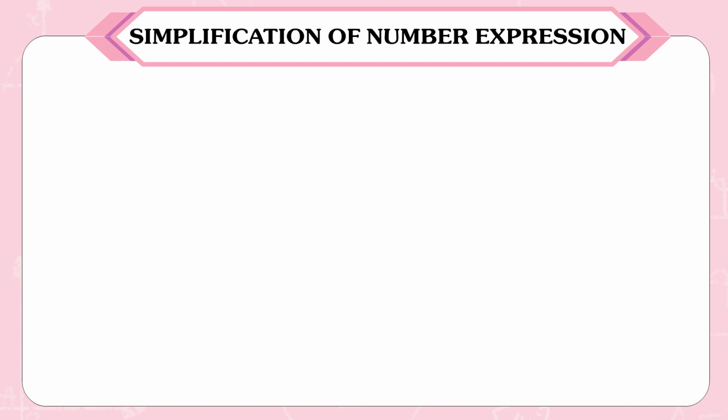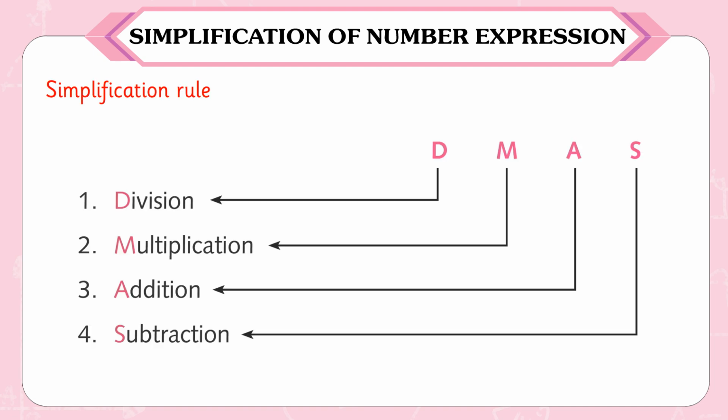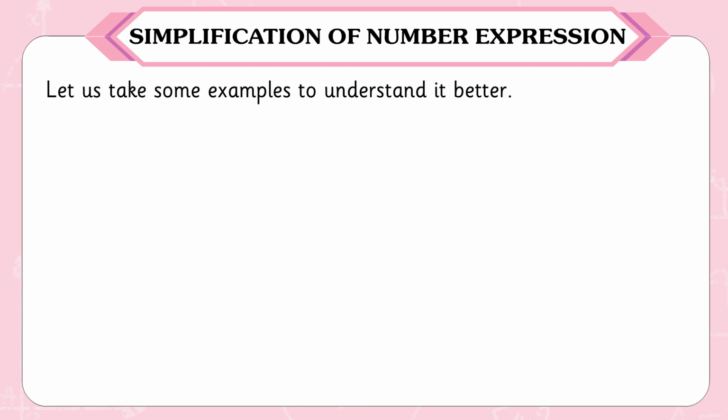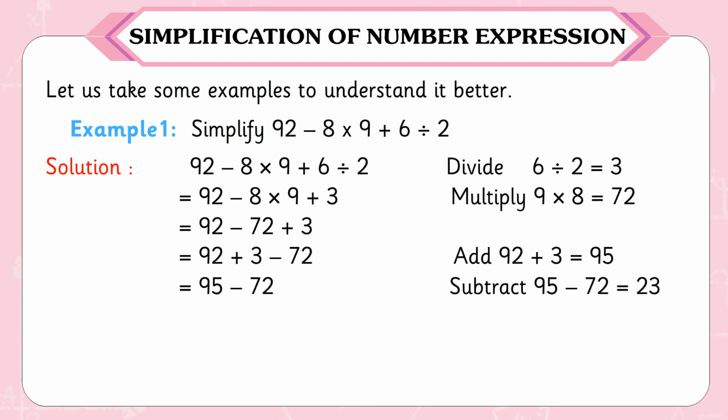Simplification of number expression. Simplification rule. 1. Division, D. 2. Multiplication, M. 3. Addition, A. 4. Subtraction, S. To solve, first divide, then multiply, next add, and finally subtract. Let us take some examples to understand it better. Example 1. Simplify 92 minus 8 into 9 plus 6 divided by 2.